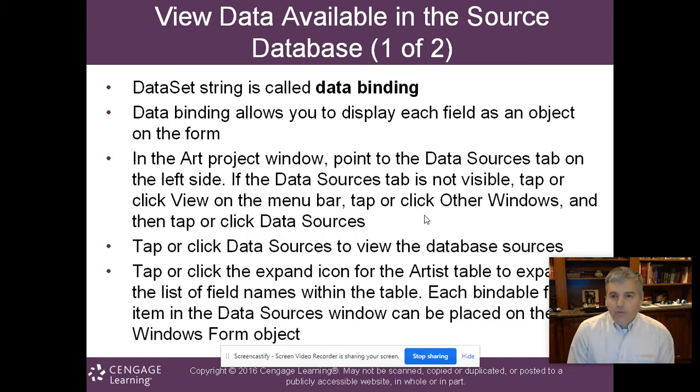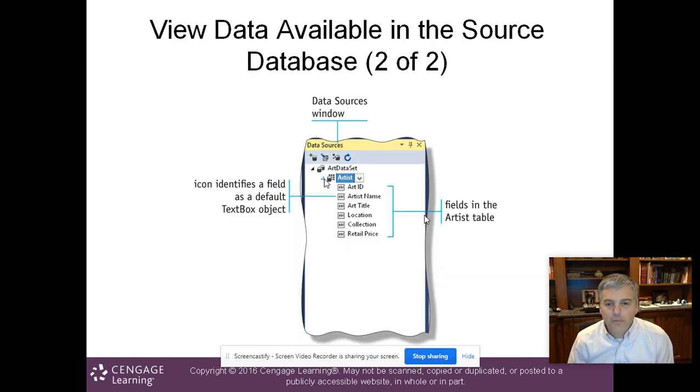Data set binding is called data binding. Data binding allows you to display each field as an object on the form. So in the project window, you're going to point to the data sources tab on the left side. When we go through the guided program walkthrough, I'm going to show you how to display that. If the data sources tab is not visible, tap the View menu, tap or click Other Windows, and then tap Data Sources. You tap or click Data Sources to view the data sources. And then you can expand the artist table to see the list of fields that you can place in the Windows form object. And I think the next slide shows you an example of that.